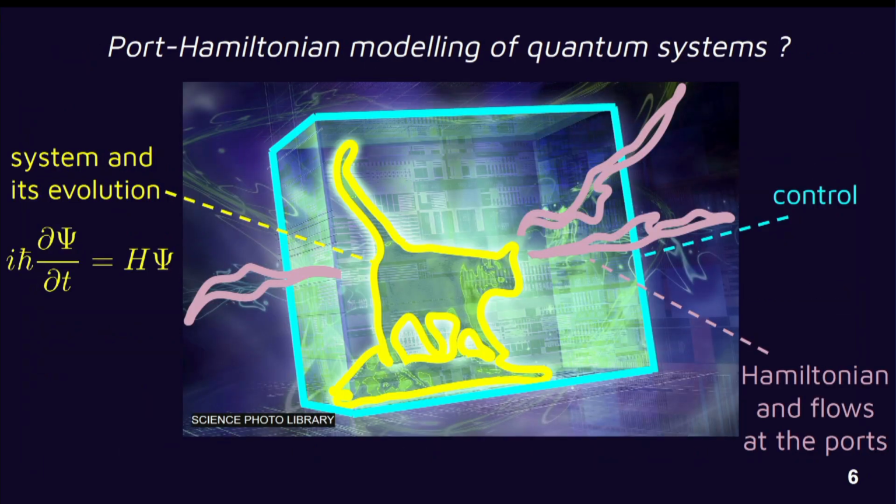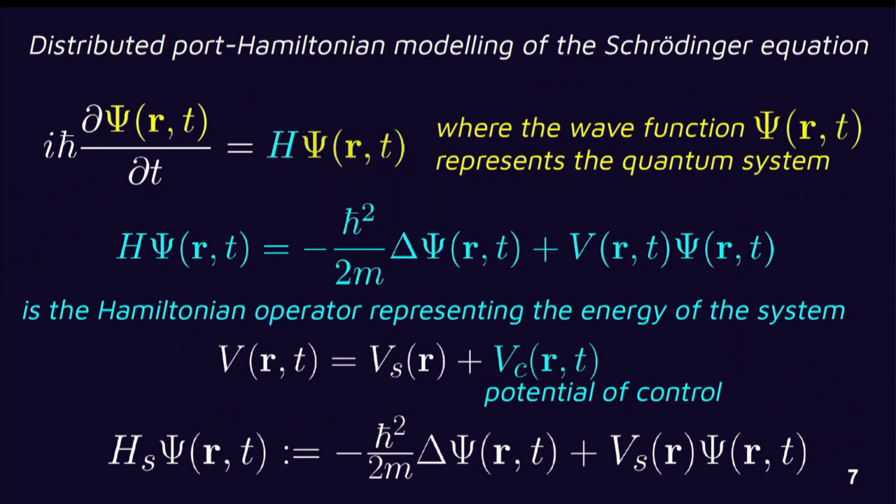So what do we have to do? We have to define our system, how to control it, to introduce a proper Hamiltonian and the ports. So we will focus on the PDE form of the Schrödinger equation satisfied by the wave function. And we make the control appear in the potential. So we split the potential into a stationary part and a potential of control. And from this, we can write the stationary part of the Hamiltonian.